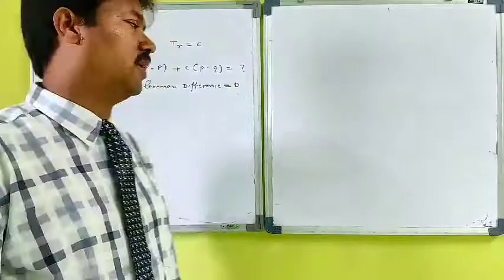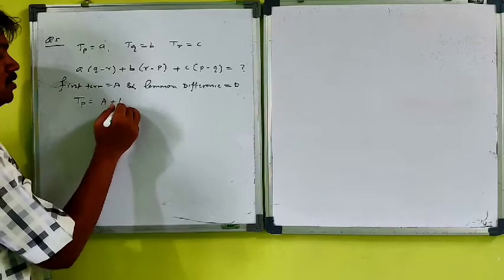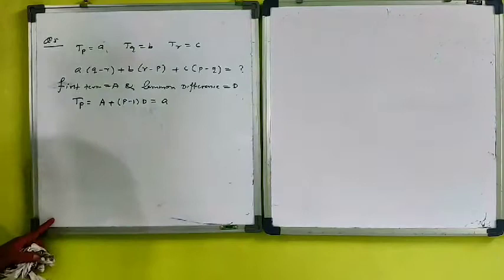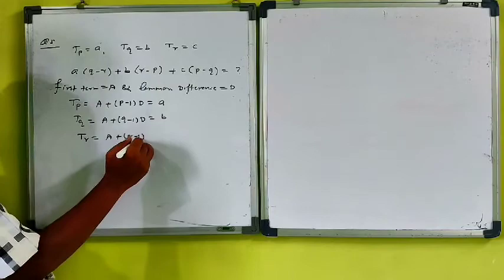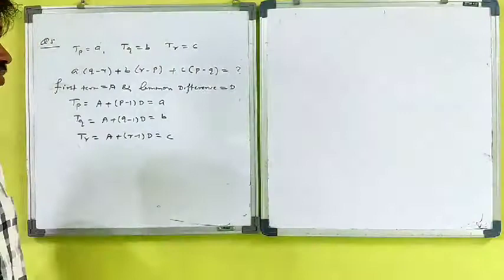So what is TP? TP is A plus (P minus 1) into D, and that value is given as a. Similarly, TQ is A plus (Q minus 1)D, and that is equal to b. TR is equal to A plus (R minus 1)D, and that value is equal to c. So like this, the expressions are already given to you.